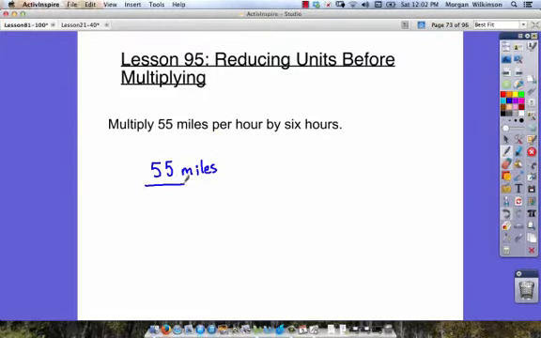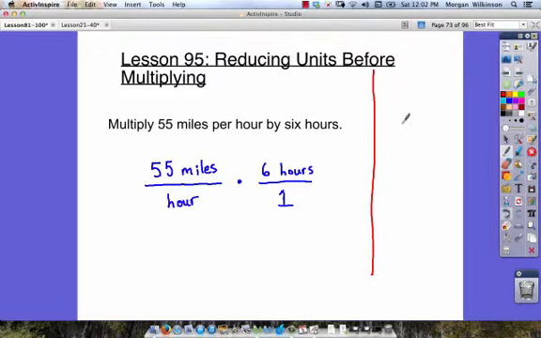So 55 miles per 1 hour, and we can just write hour because, well, there must be 1 there if we've written it. We want to multiply that by 6 hours. So we're going to multiply by 6 hours, and that's going to be 6 hours over 1 because we're multiplying fractions. Before we go ahead and answer this question, let's look at another example briefly.